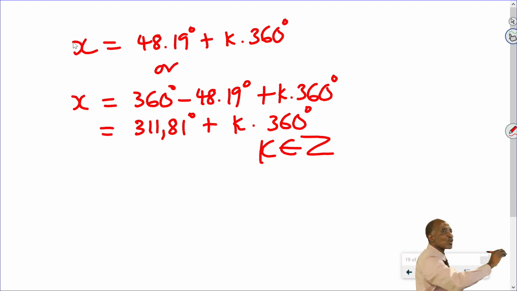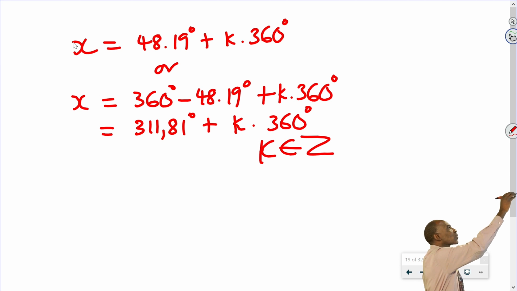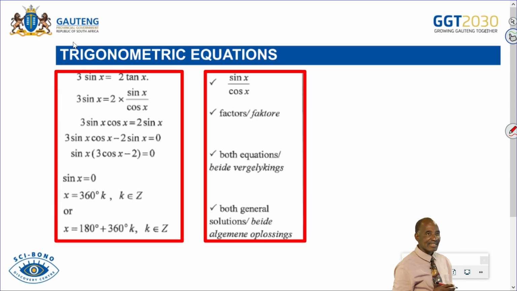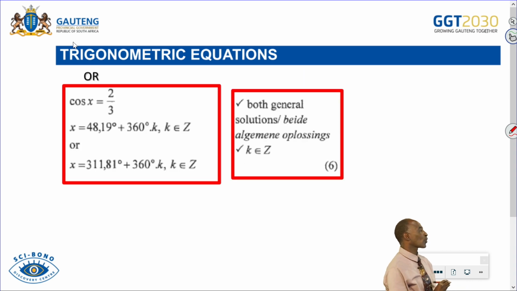It will generate its own angles. Then 48.19 will generate those that come from the first quadrant. Okay, so that's how you could have marked for you. 1 mark for sine over cosine, 1 mark for factors, 1 mark for both equations, then 1 mark for your general solutions. There are your general solutions in the event that you choose to separate the answers.